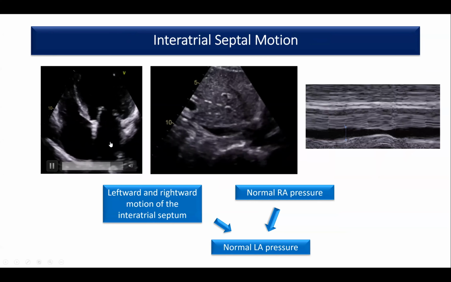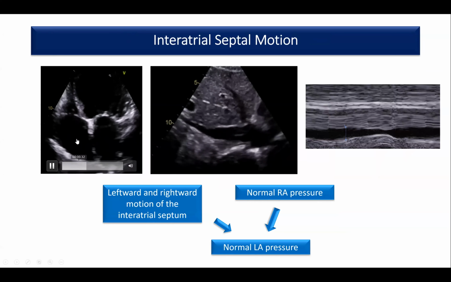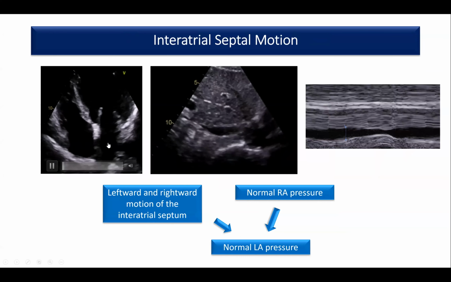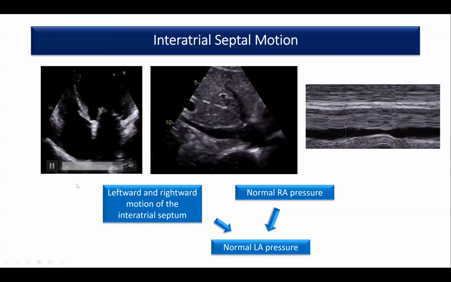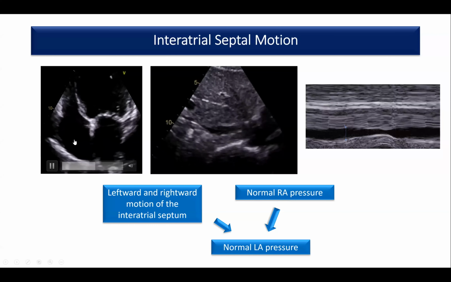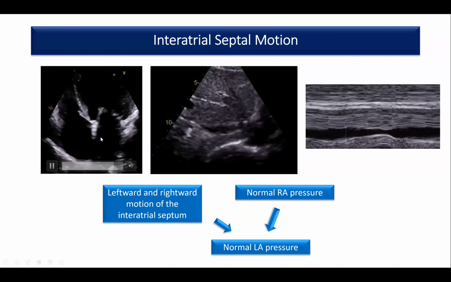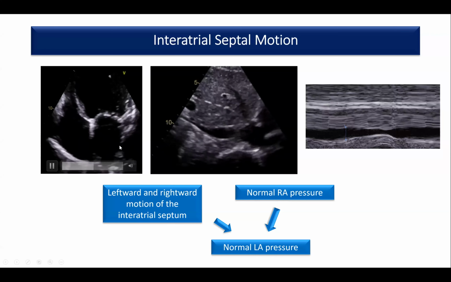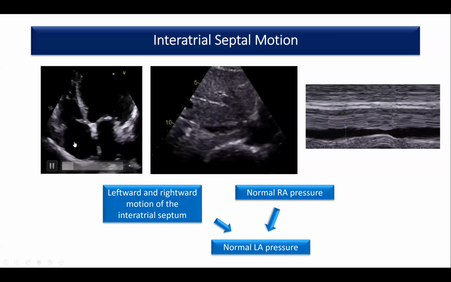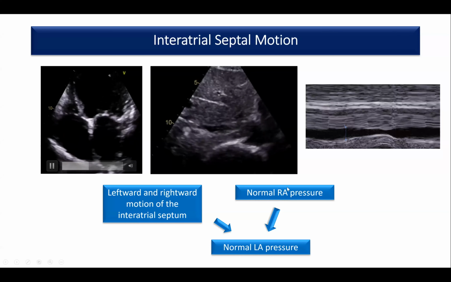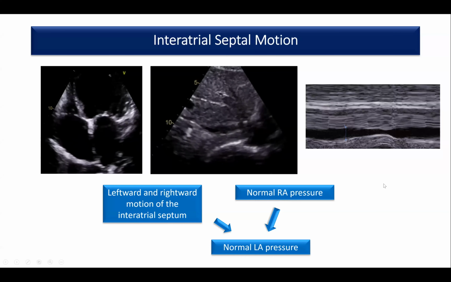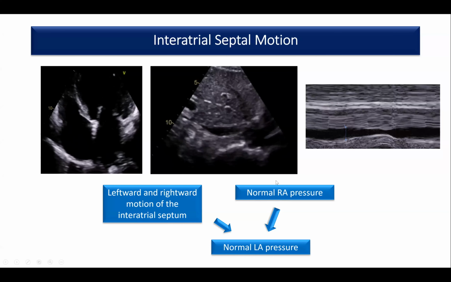It has to do a lot with respiration, because with inspiration, you increase filling of the right atrium while you decrease filling to the left atrium. And in expiration, you decrease filling to the RA, whereas you increase filling to the LA. So when you have the intra-atrial septum moving left and right, and the RA pressure is normal, I can tell you that the LA pressure will be normal. Okay. So these are all important things that the guideline doesn't even talk about.